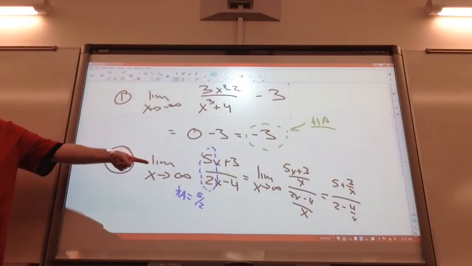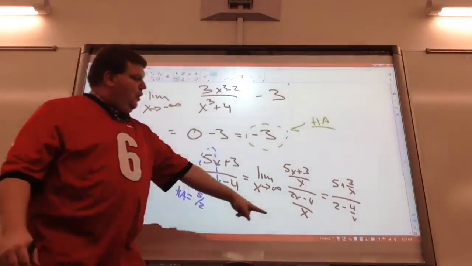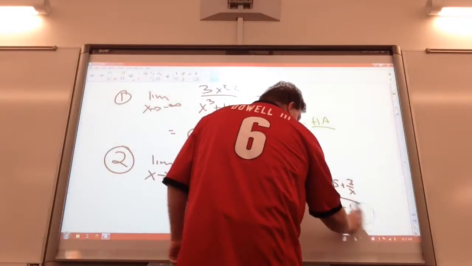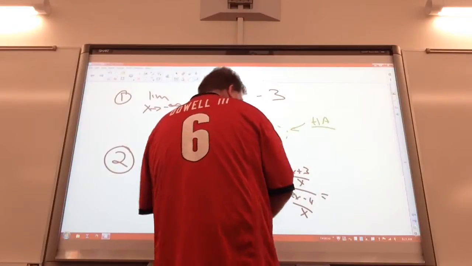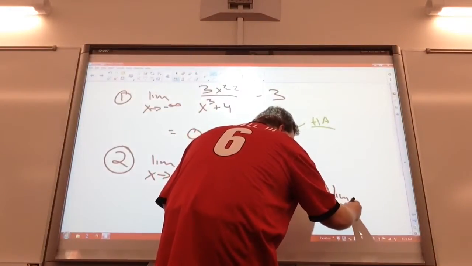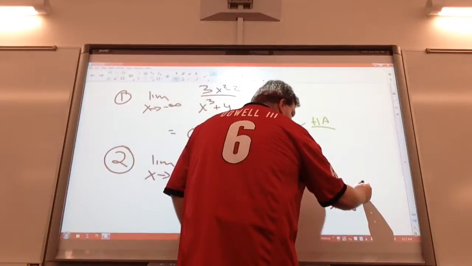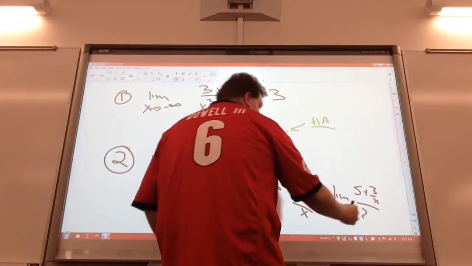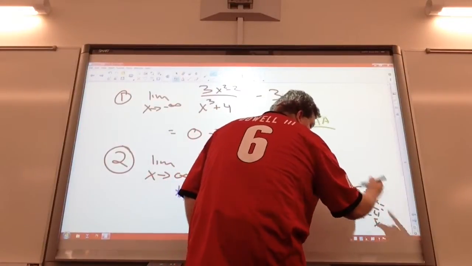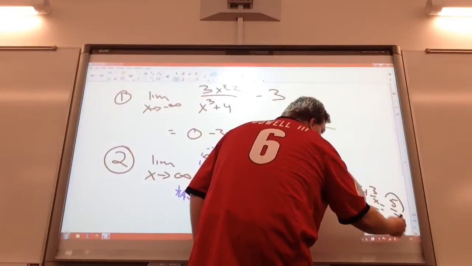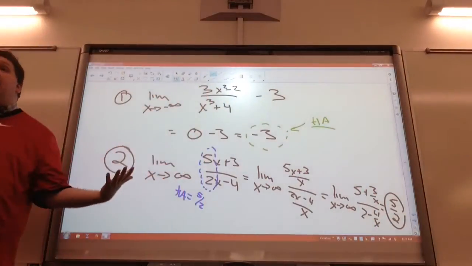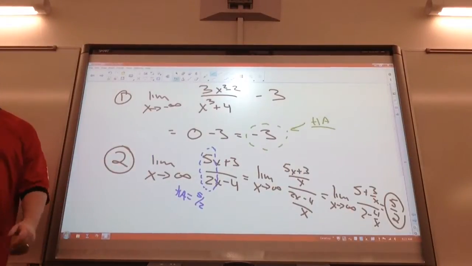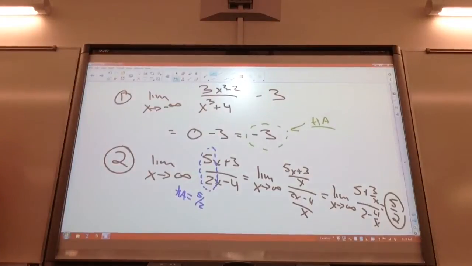Now when I take the limit as x goes to infinity, what's going to happen to those guys? They go to 0. And I'm writing this completely wrong. If this was an AP exam, I would have lost credit there. The limit as x goes to infinity of 5 plus 3 over x, divided by 2 minus 4 over x, is going to be equal to 5/2. So if you've ever wondered why we were looking for horizontal asymptotes, we just do the leading coefficients. This is why. It's because the limit actually ends up going there.